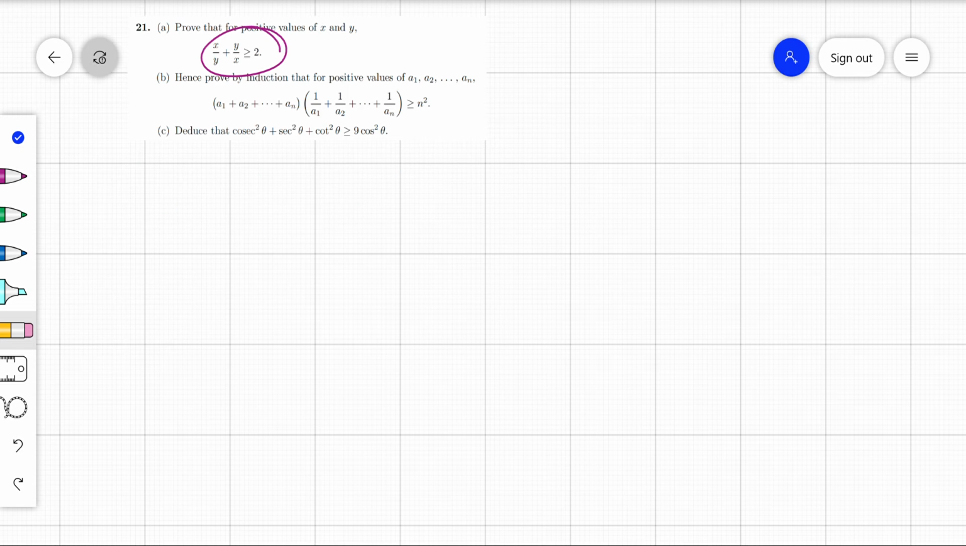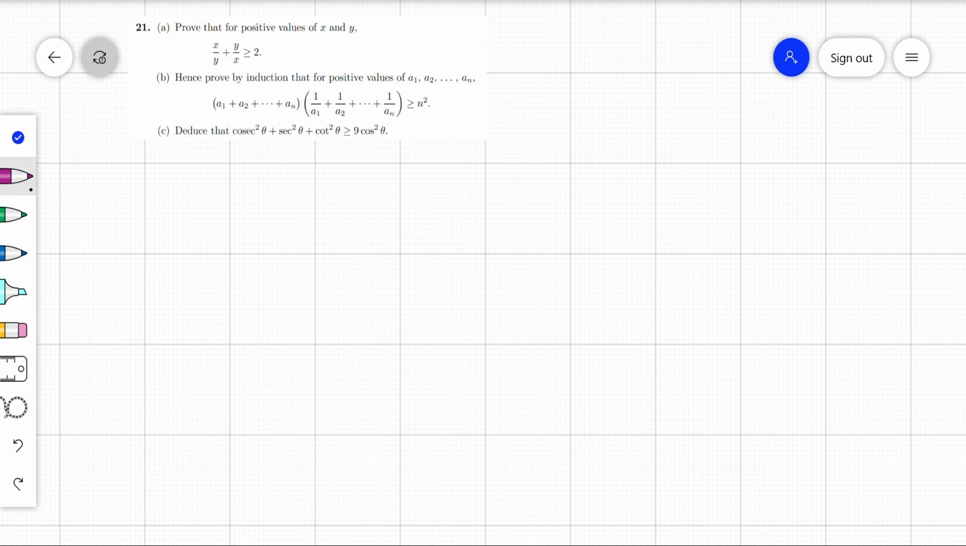Alright, so just keep that in mind because we probably have to use that, otherwise they wouldn't ask it. So part B, hence, yeah, and it's got a hence, so clearly we're going to use it. Prove by induction.